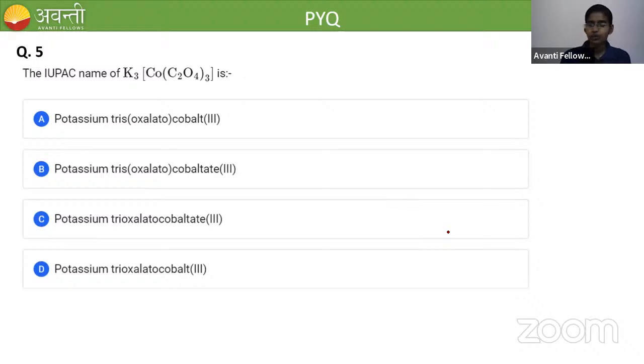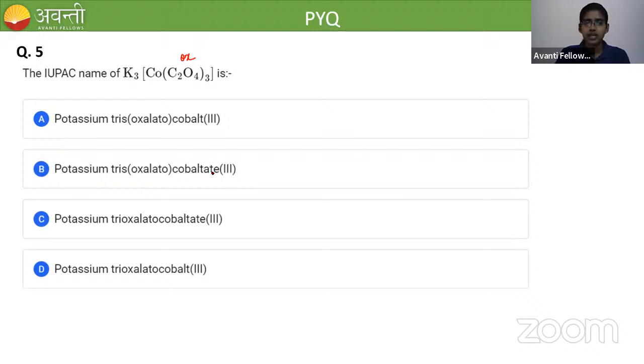What is C2O4? C2O4 is the oxalate. Just a few minutes ago we discussed it. So we have to find out the IUPAC name. To find the IUPAC name, what do we have to do? We have some set of rules to name the compound. And rule number 1 is you have to name the cation first.